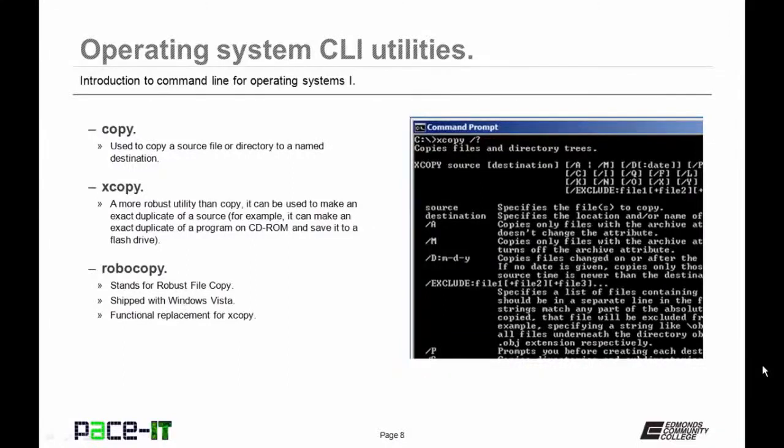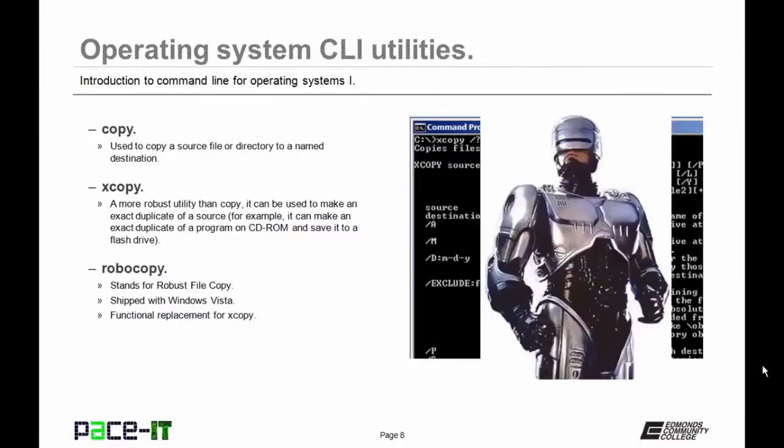Now let's move on to some copy commands. So of course we begin with Copy. It's used to copy a source file or directory to a named destination. Copy didn't have quite the utility that Microsoft was looking for, so they came up with Xcopy. It's a more robust utility than Copy. You can use it to make an exact duplicate of a source. You can use it to duplicate a program onto a CD-ROM or flash drive. Then Microsoft came up with Robocopy, which stands for Robust File Copy, and it shipped with Windows Vista and newer. It is the functional replacement to Xcopy, and it is, again, more robust.